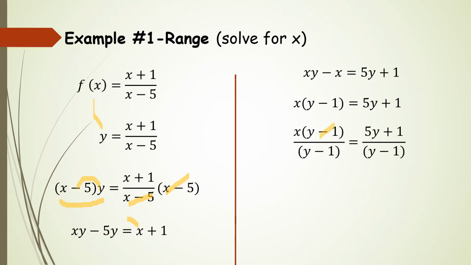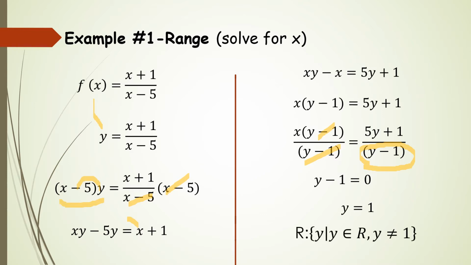Dividing both sides by y minus 1. Nakuha na natin ang ating x which is equal to 5y plus 1 all over y minus 1. And by looking at sa denominator nito, we have y minus 1. Equate lang natin sa 0. So which is y minus 1 is equal to 0. By using transpose or additive inverse, magkakaroon tayo ng y is equal to 1. So ang ating range ay y such that y is an element of real where y is not equal to 1.